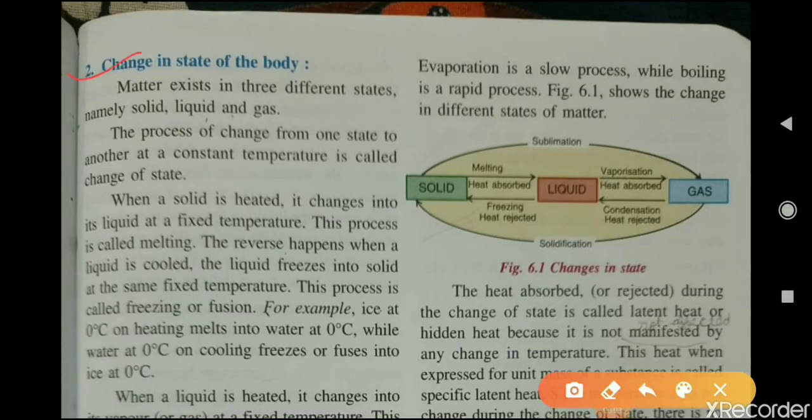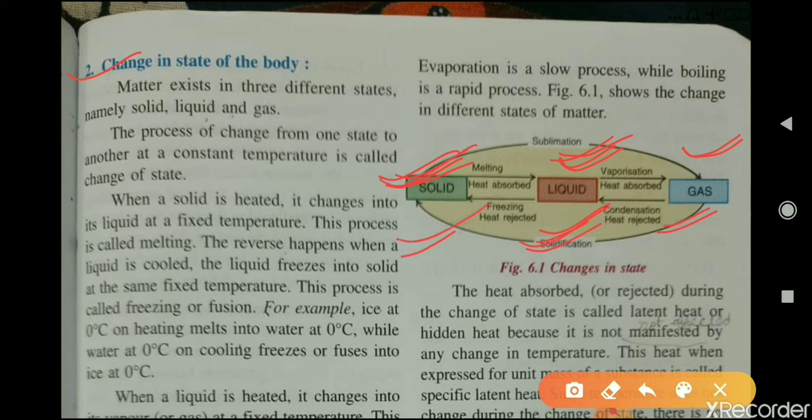Matter exists in three states: solid, liquid and gas. You already know this. The process of change from one state to another, from solid to liquid or from liquid to gas at a constant temperature, is known as change of state. When a solid is heated, it changes to liquid, and when a liquid is heated, it changes to gas. The reverse happens when a gas gets cooled, it changes to liquid, and when a liquid is cooled, it changes to solid.